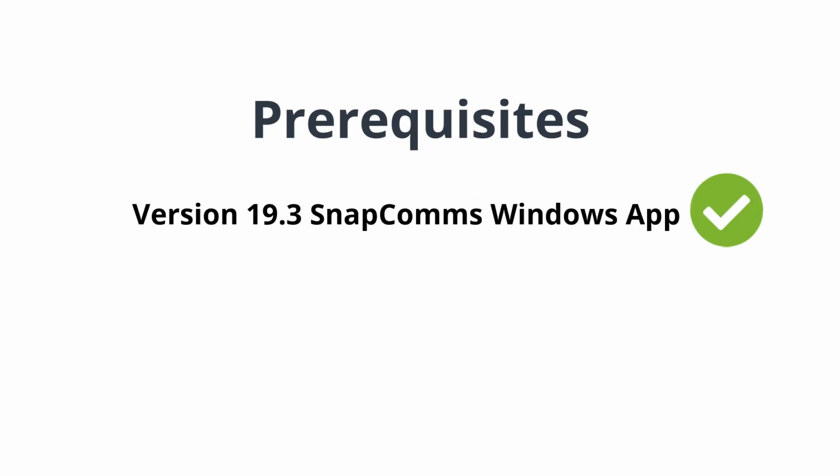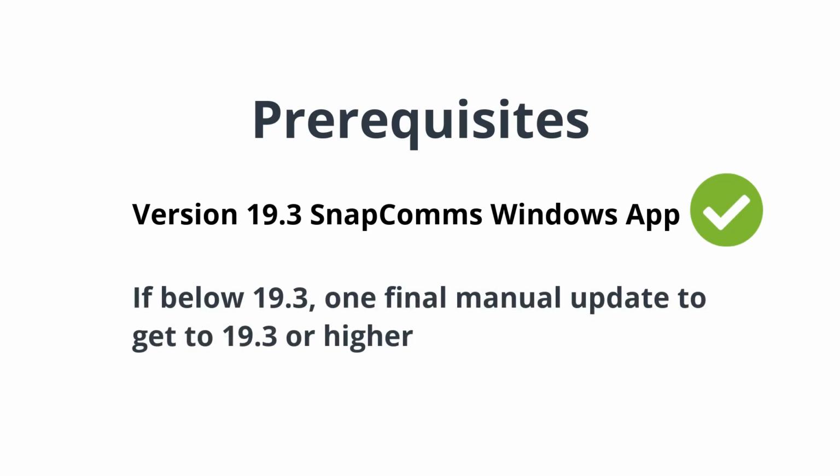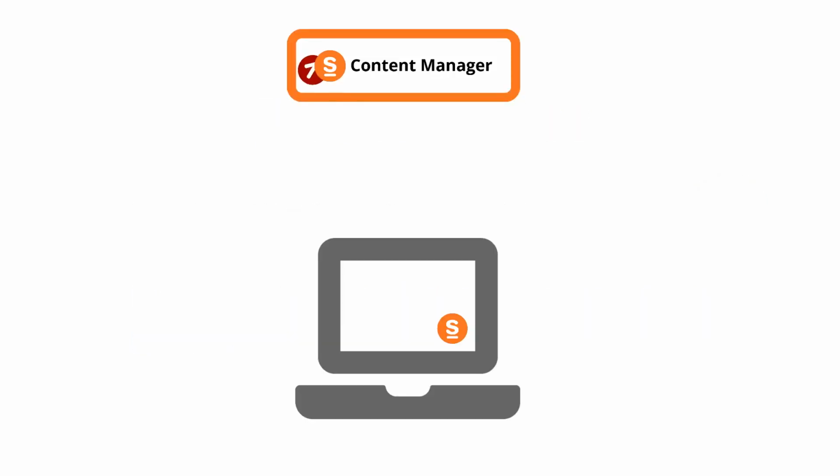Prerequisites. The app update feature became available with version 19.3 of the SnapComms Windows app. If you're on an older version, you will need one final manual deployment to upgrade to version 19.3 or higher. But from then on, you'll be able to schedule all future app updates from your Content Manager.